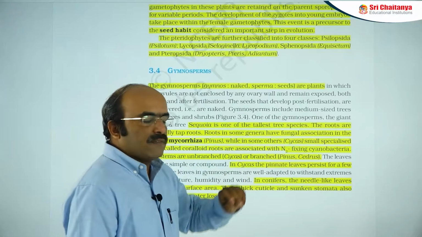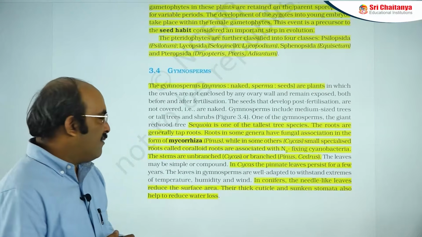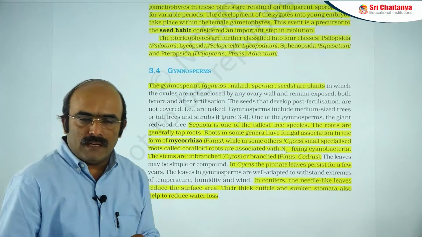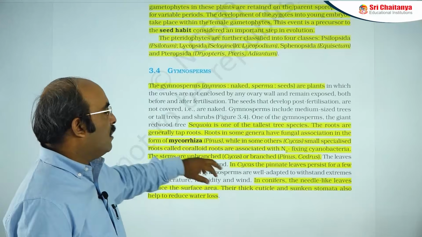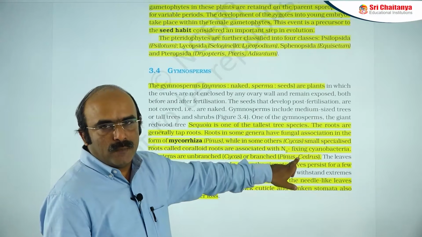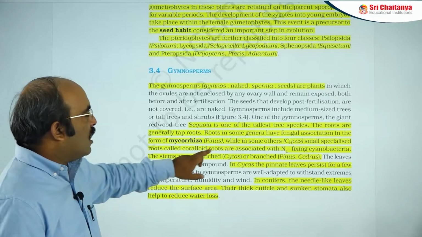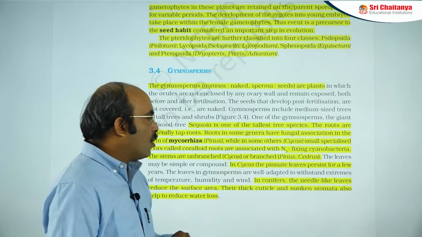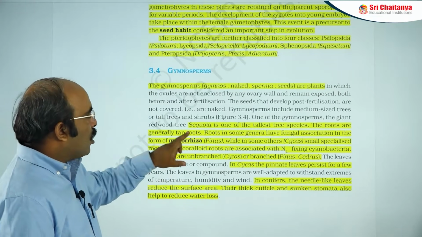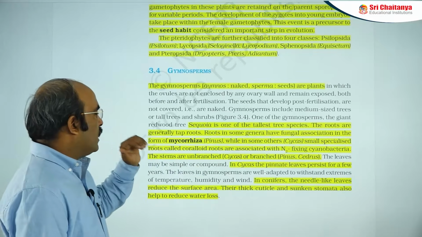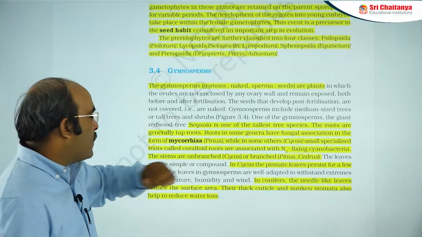While in the case of Cycas, specialized roots develop which grow in a negatively geotropic manner, and they have the nitrogen fixing cyanobacteria, Nostoc and Anabaena in them. Those roots are called nothing but the coralloid roots. So, coralloid roots are seen in Cycas, mycorrhizal roots are seen in Pinus.